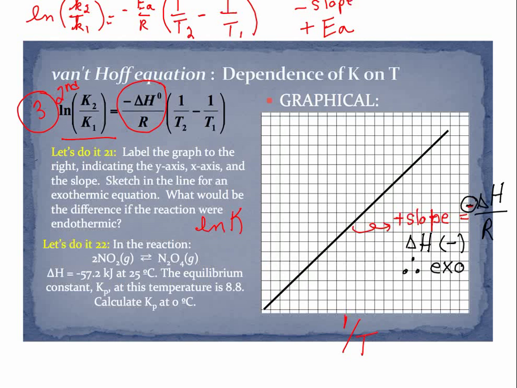Let's take a look at the other possibility. What if we have a negative slope when we graph natural log of K versus 1 over T? Well, if we have a negative slope, and that slope is equal to a negative delta H over R. R is always positive, remember. Those 2 negatives will cancel. That means delta H is going to be positive, which means that would be an endothermic reaction with the negative slope. So we'll see both here. With this one, it was always the negative slope.